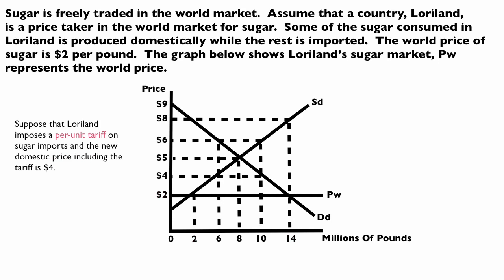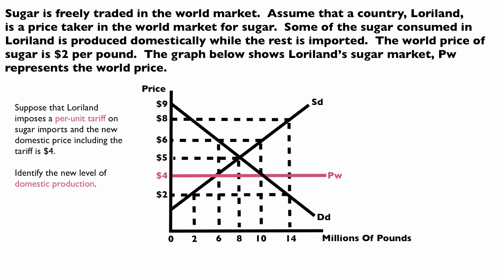Suppose that Lauraland imposes a per unit tariff on sugar imports and the new domestic price including the tariff is $4. Identify the new level of domestic production. The new level of domestic production is 6 million pounds.